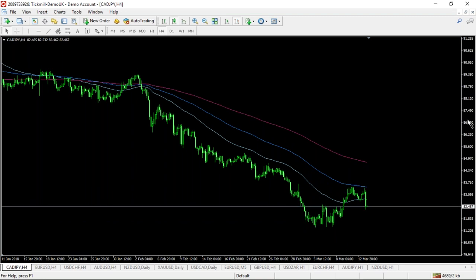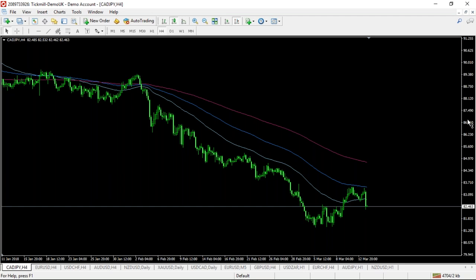So when you are combining CAD with any other pairs, make sure you are very careful with the trend, because investors and traders are still focusing on selling the CAD. When we go on a 4-hour chart, and various other charts on earlier time frames especially, we're looking at more selling of the CAD versus the yen especially, okay?